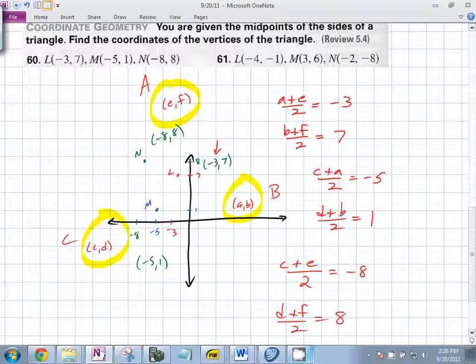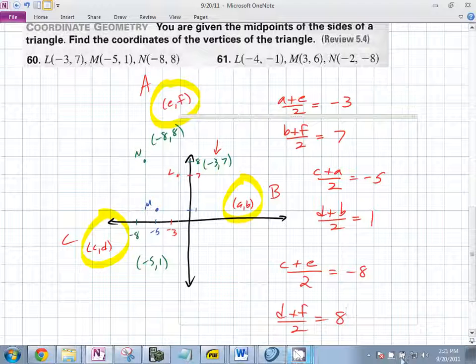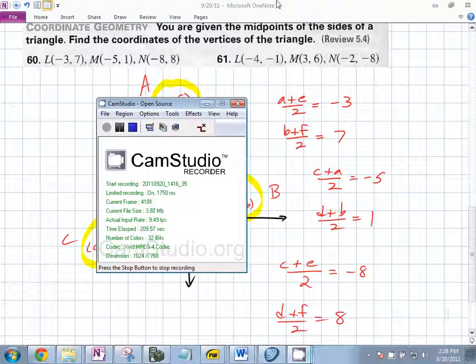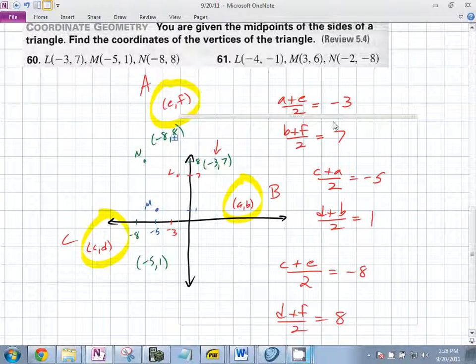How many different variables do we have? 6. How many different equations do we have? 6. So theoretically, do we have enough information to solve? Yes. Absolutely. Okay, try that right now. See if you can solve. So what do you have to do a whole lot of if you're doing this? Substitution. There's a lot of substitution.